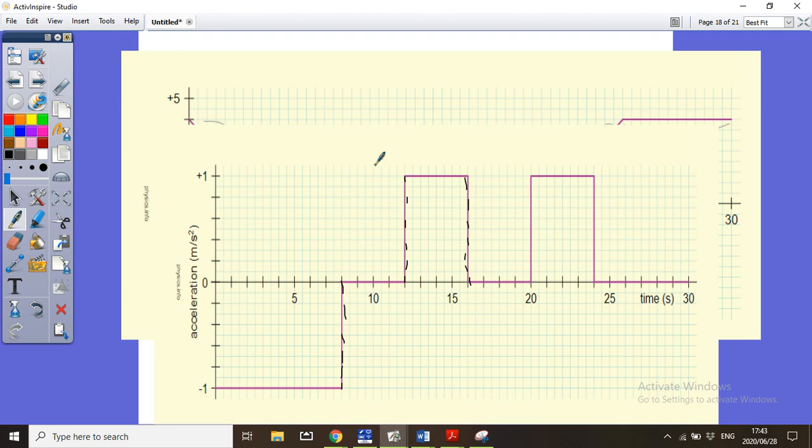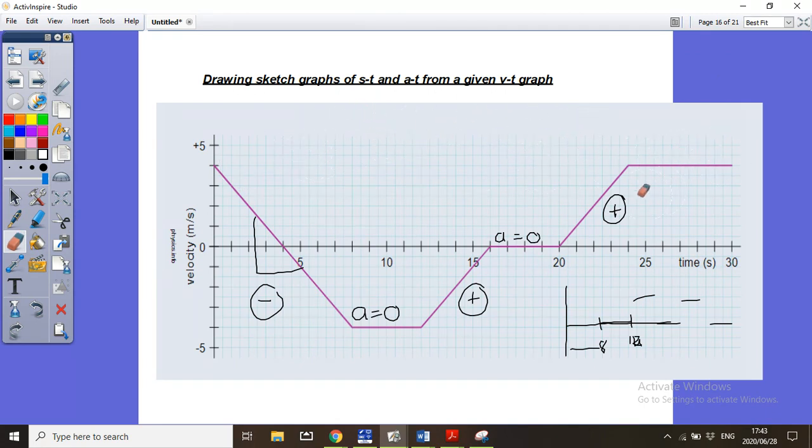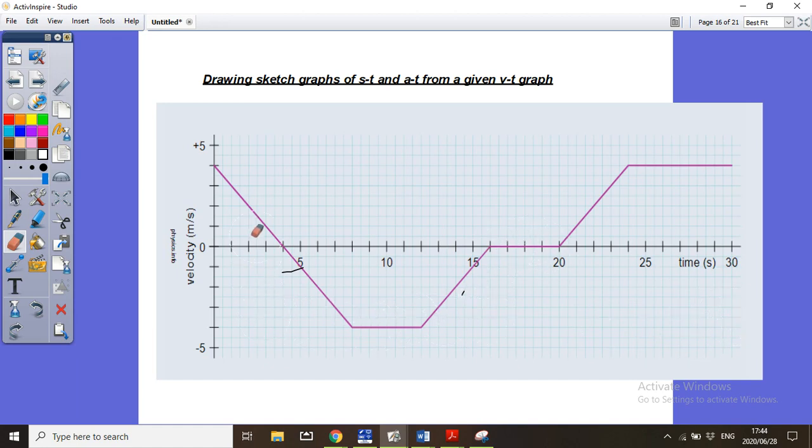Now, the one that normally causes drama is the displacement time graph. Again, if you look back at this graph, you need to think, what does the displacement graph give me? The gradient of that graph will give me the velocity. But the area under this graph will give me the displacement. It's not going to tell you the shape. It's going to tell you the distance that you've traveled.